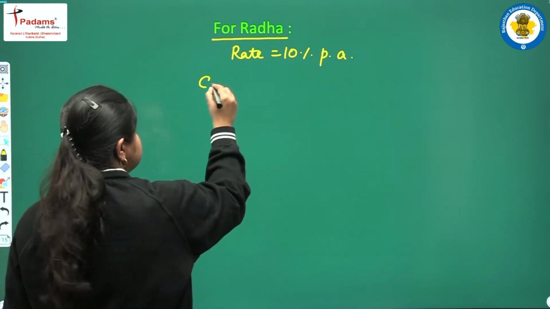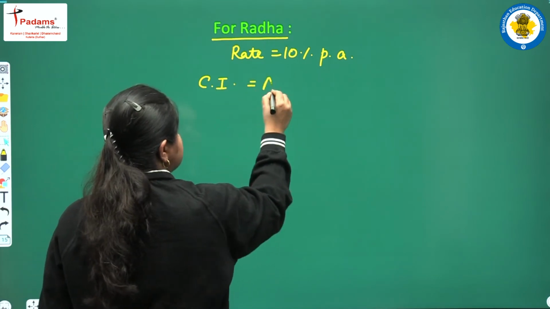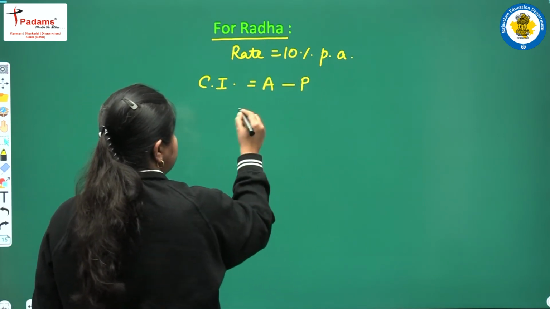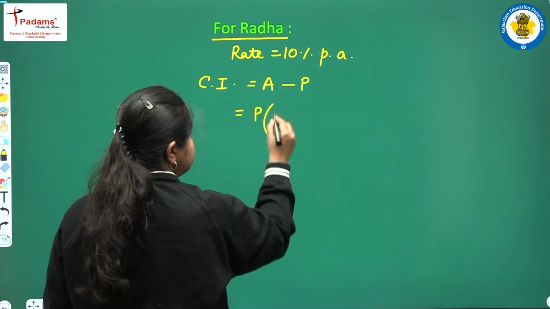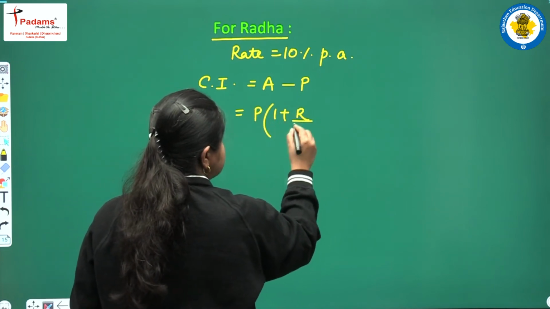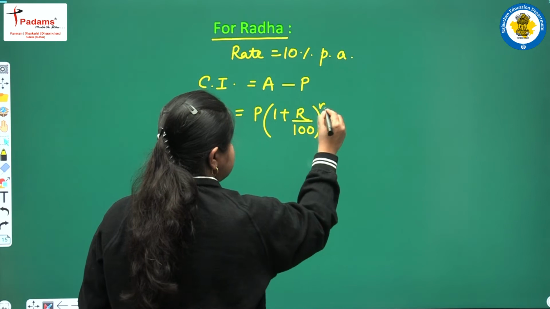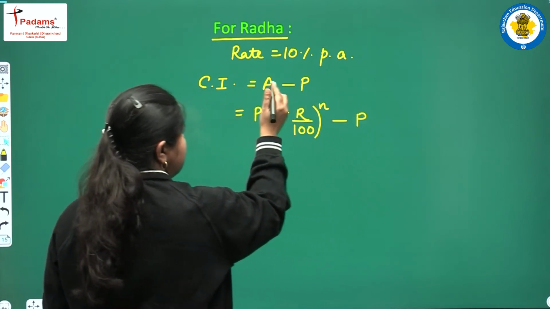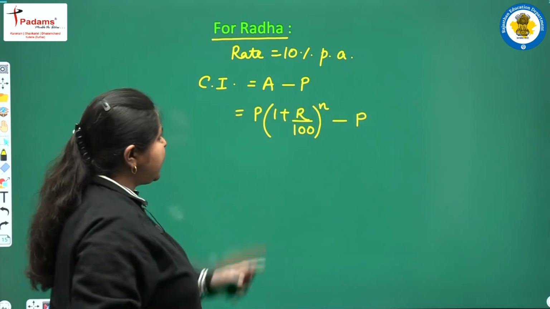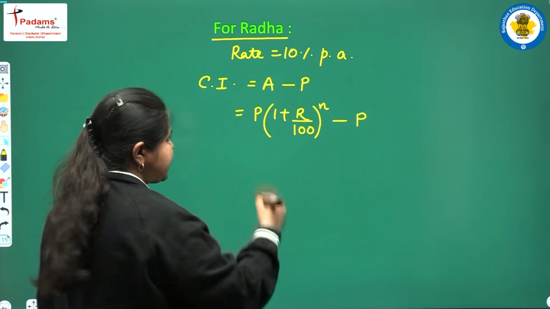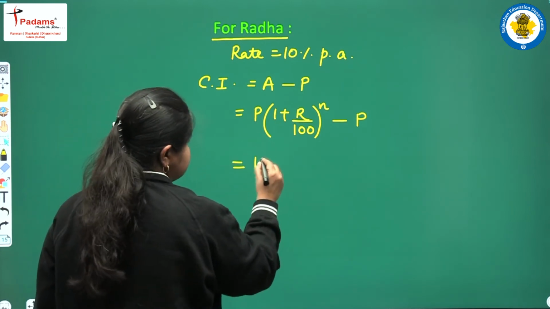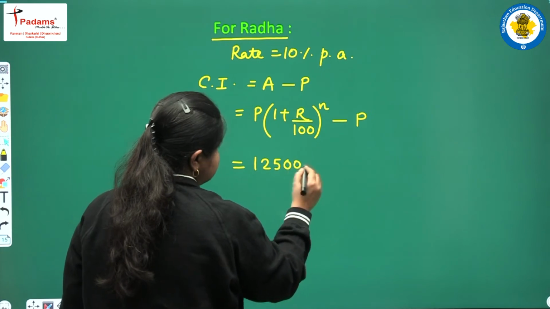और कंपाउंड इंटरेस्ट कैसे निकलता है? It is given as amount minus the principal. और अमाउंट का फॉर्मूला क्या है? P into (1 plus R upon 100) raised to power n minus P हो जाएगा. ये अमाउंट की जगह हमने उसका एक्सप्रेशन लिख दिया है और आगे माइनस P. Now let us place in the values. P के लिए आ जाएगा 12,500 जो कि है प्रिंसिपल.